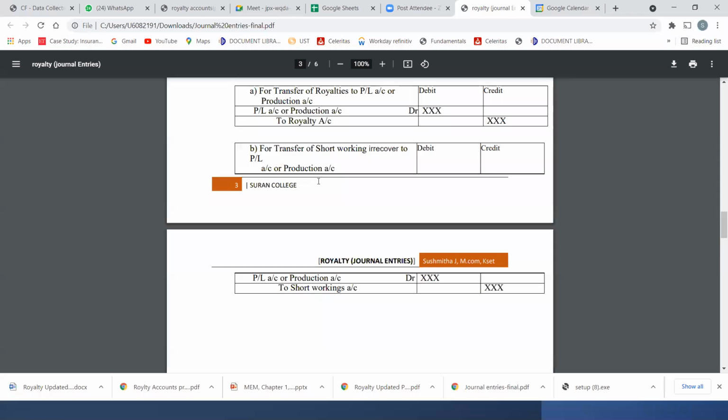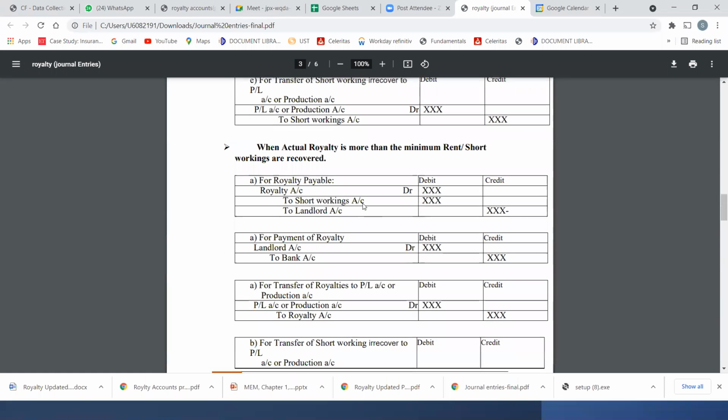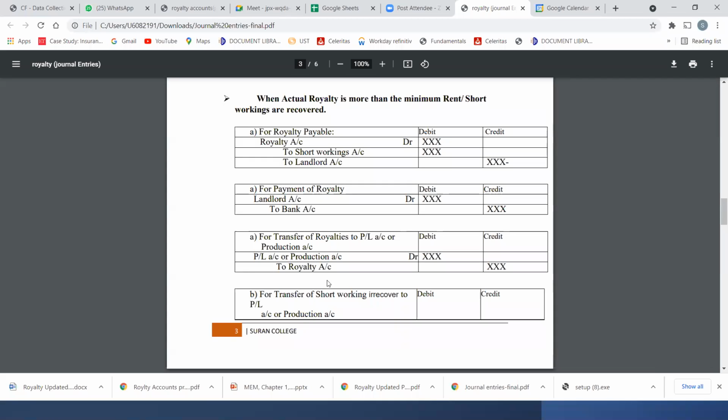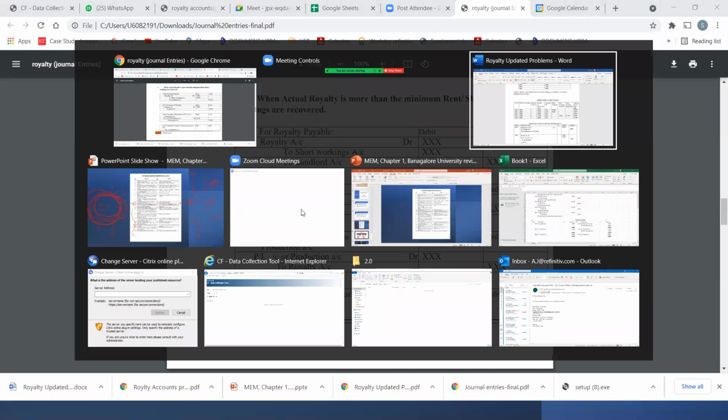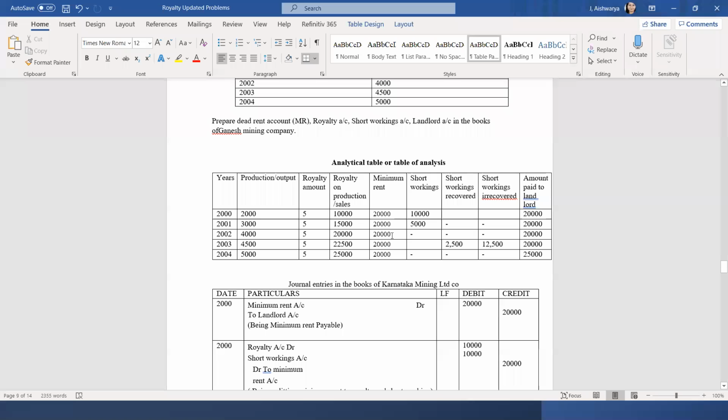Otherwise, there is no need to enter the minimum rent account when the actual royalty is more than the minimum rent. You cannot see the minimum rent account here. Am I clear? Why is it so? Because the minimum rent is required only till the royalty on production is more. Otherwise, it is not required.